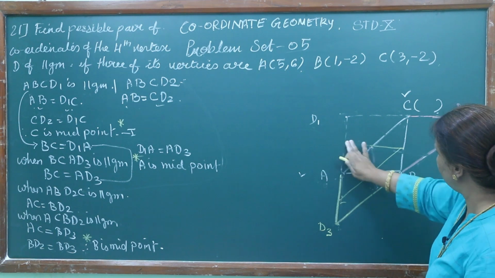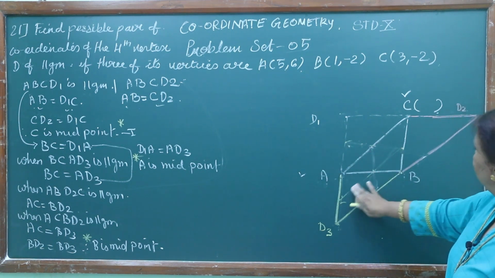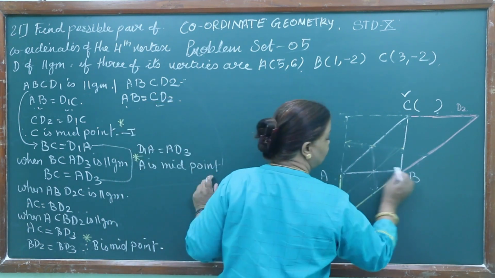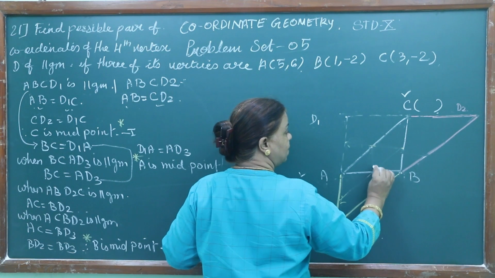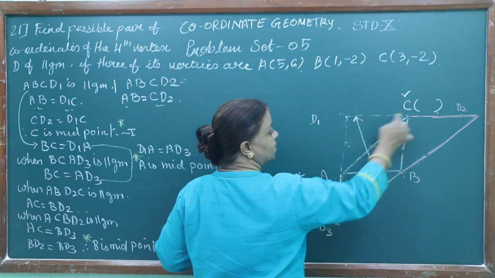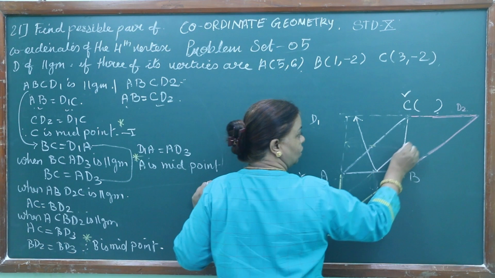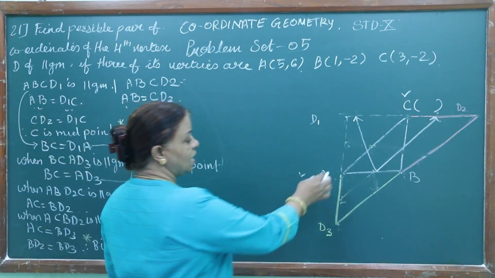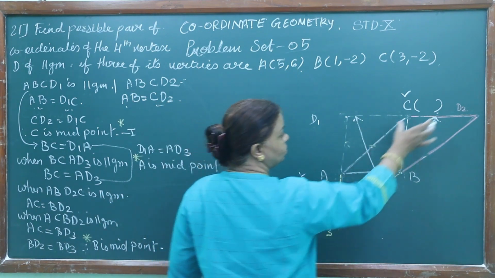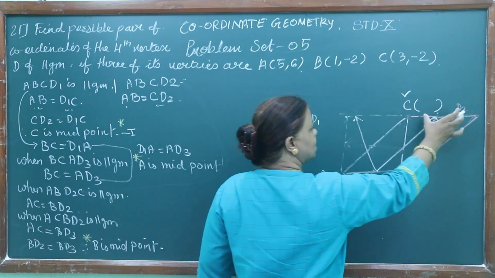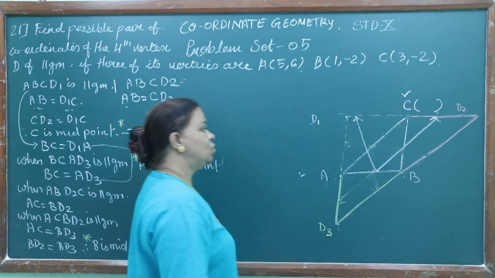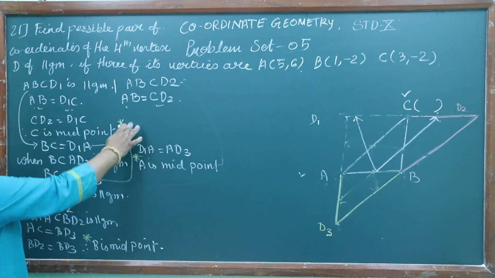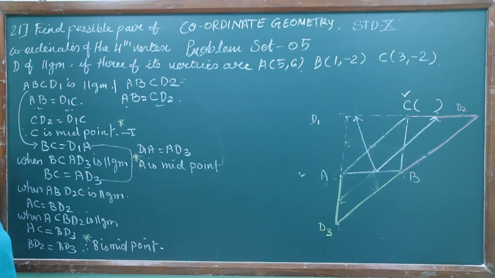A is the midpoint. And when I wanted to prove C is the midpoint, then in that case I proved AB equal to D1C and AB equal to D2C. And then we got C as the midpoint. Because AB is equal to D1C, AB is equal to CD2, therefore D1C is equal to CD2, therefore C is the midpoint. So we have proved all 3 points are midpoints. Okay, this one and this one say that they are the midpoint.